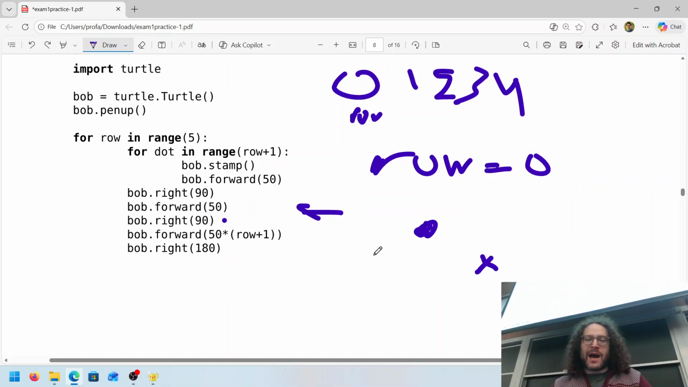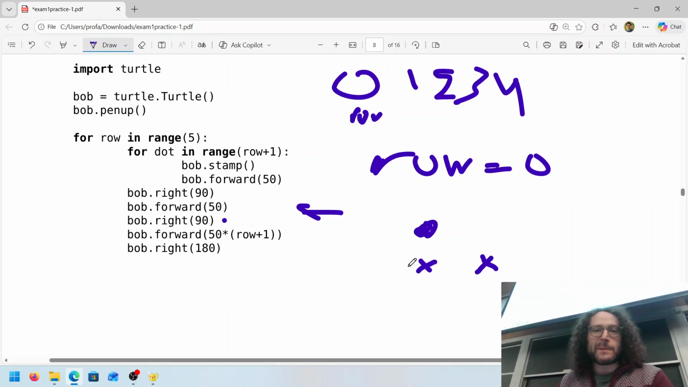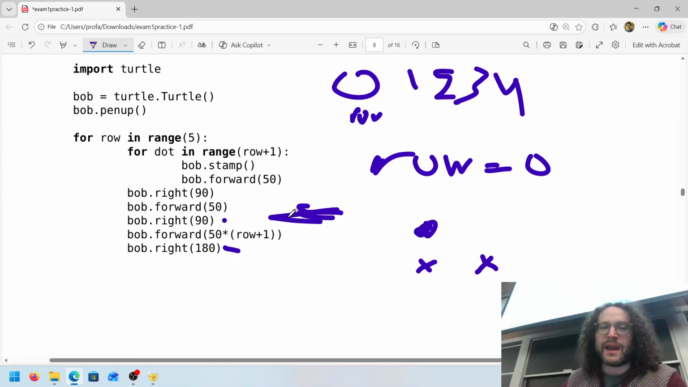Now we tell Bob to move forward 50 times row plus 1 again. Well, what is row? Row is still 0. So that is 50 times 1. So he moves forward 50. So we move from here to here. Make sense? And then we turn right 180. So we're facing this way. We're turning right 180, which means we face the other way.